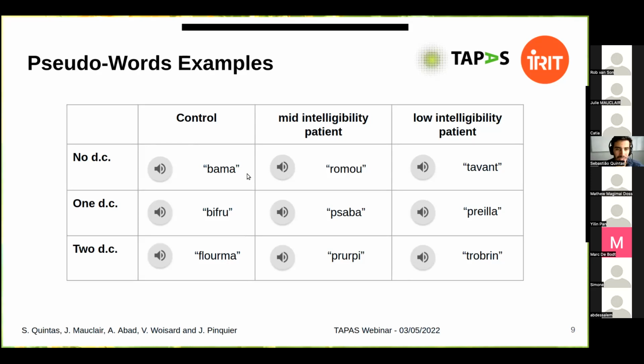Okay, so from these 3 examples, with the transcription, even if you don't speak French, you can see that somehow the characters and the consonants correspond to the sounds that were being issued in the audio file. I'll pass on to the mid-intelligibility patients.